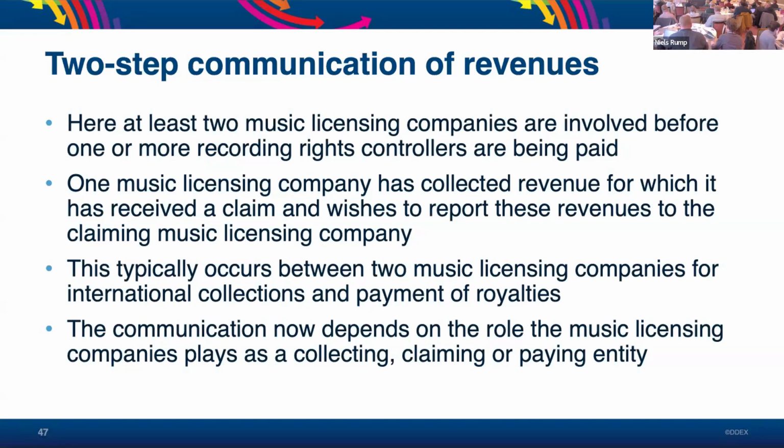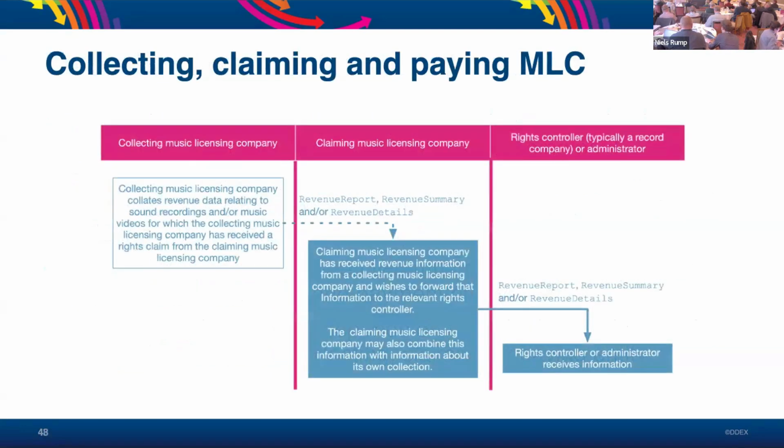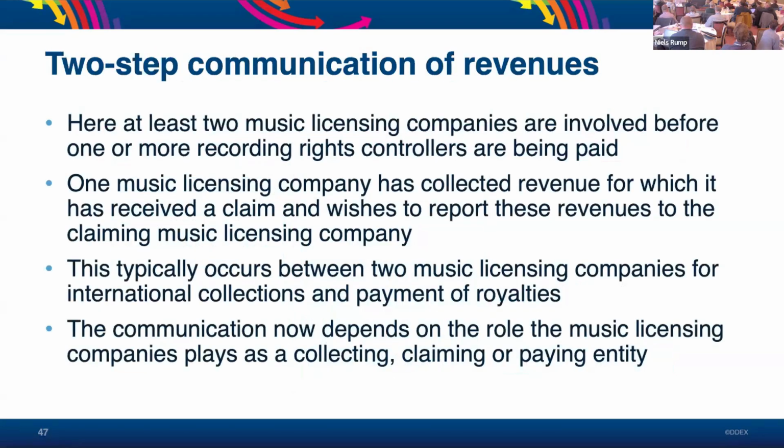So the two-step communication, which looks like this, is a bit more complicated and introduces some terminology that we have spent an awful long time to unravel in the working group. The reason is that the music licensing company, as I said, could collect, it could claim, and it could pay. So depending on where the music licensing company is in the process of collecting, claiming, and paying, the message choreography may vary.